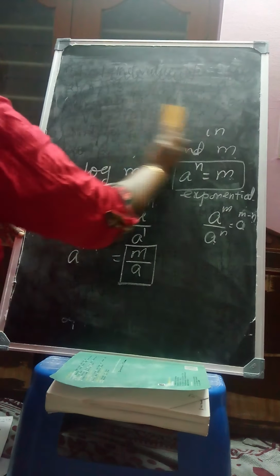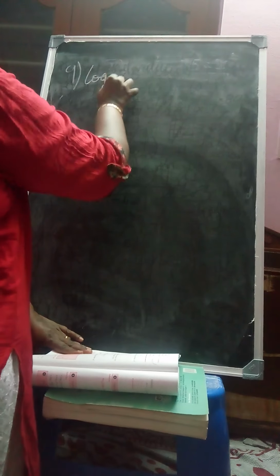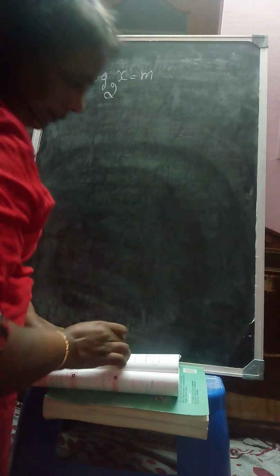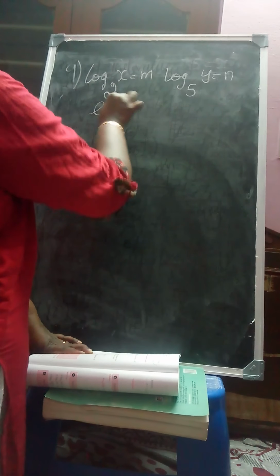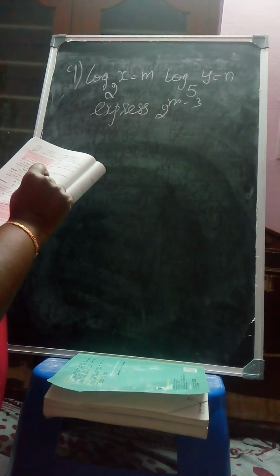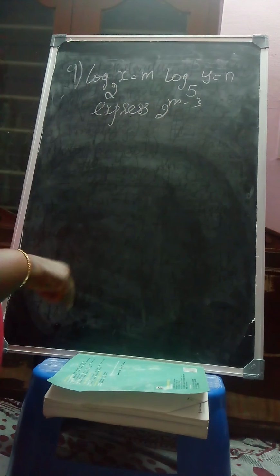We'll go to the ninth one. Given log 2x is equal to m, and log 5y is equal to n. Now, they're asking us, express 2 raised to the power of m minus 3 in terms of x. As we did the previous sum, same like that only, as we did the 8th one. Now, what you'll do is, ninth one, second subdivision, second one, you will work it out. This I will show it to you.